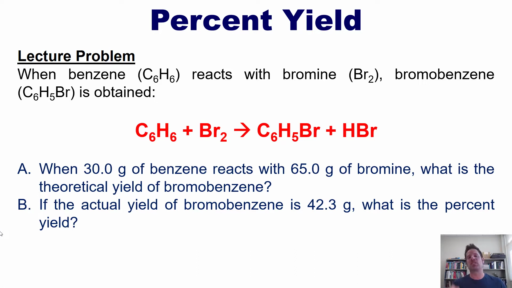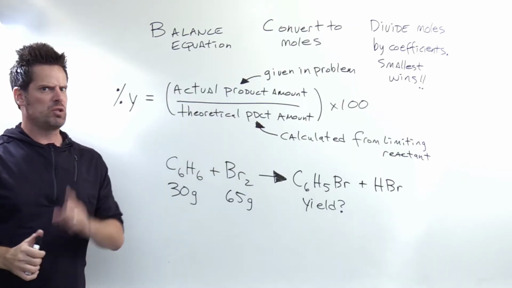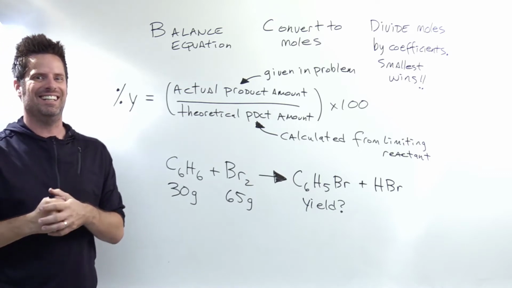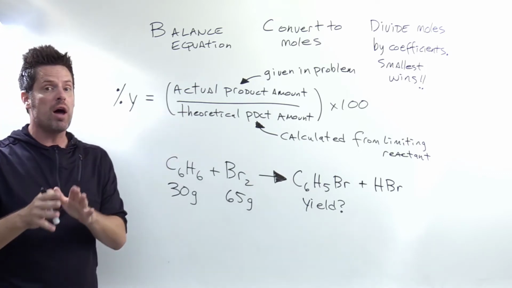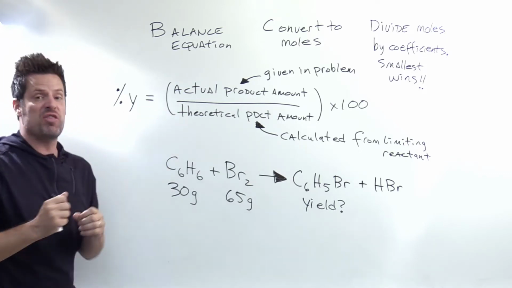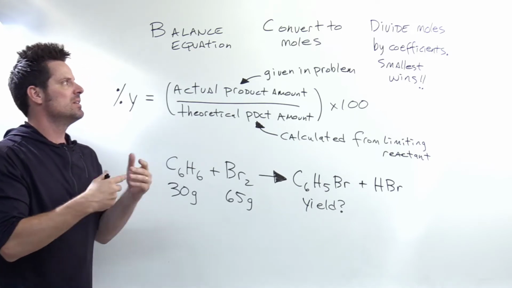Now, if you want, you're welcome to try this on your own first, then hit play, and I'll show you how to do it on the board. Mathematically, percent yield, which I've written here as percent y, is equal to the actual product amount divided by the theoretical product amount times 100.